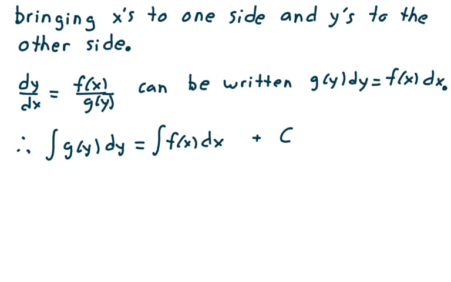So if we look at dy/dx equals f of x over g of y, this differential equation can be written as g of y dy is equal to f of x dx, right here. And the key to solving this differential equation is to integrate both sides. And so the integral of g of y dy is equal to the integral of f of x dx plus c, right here. Just like when we were back in chapter 7, when we integrate, we're going to have to add c to get that family of functions.